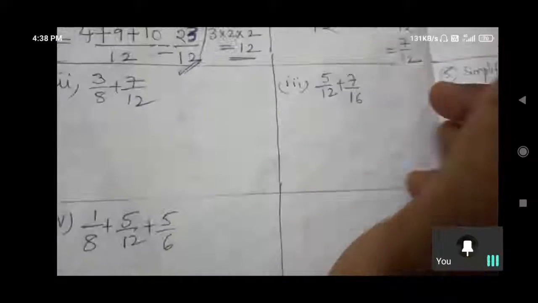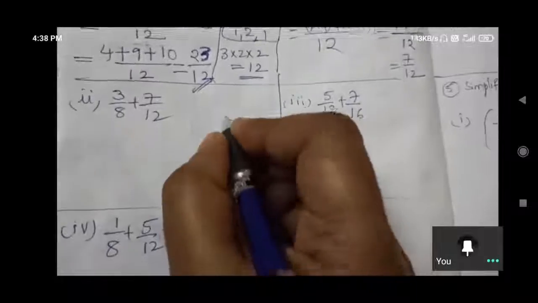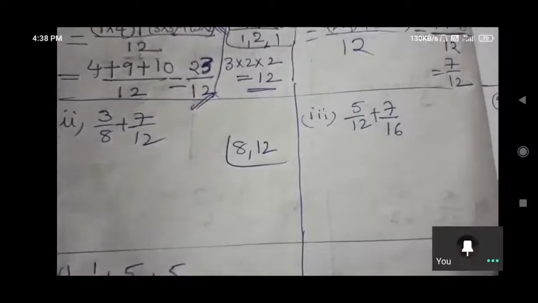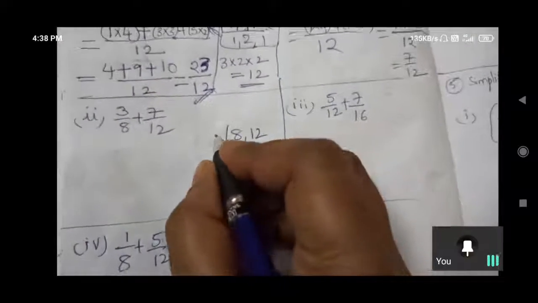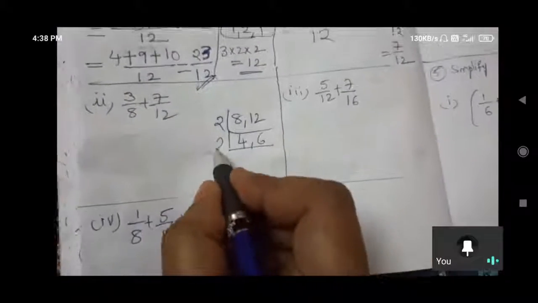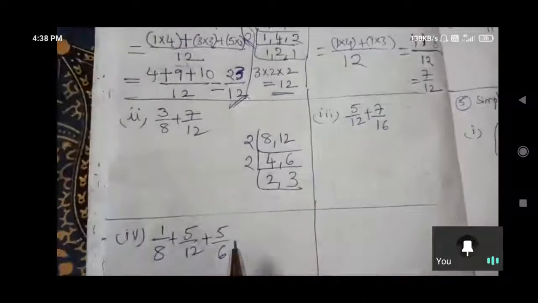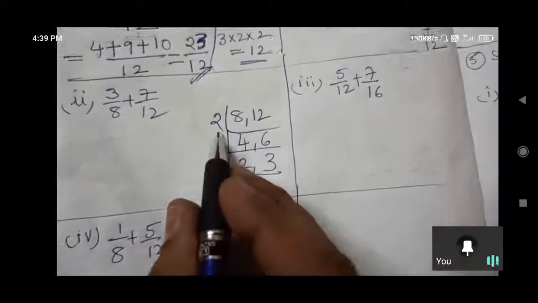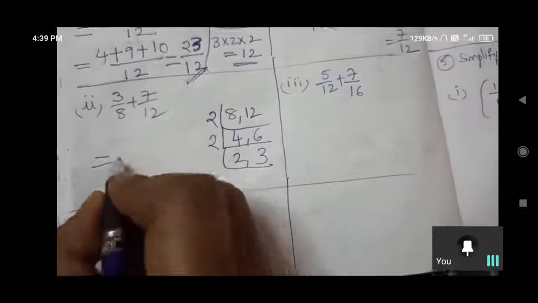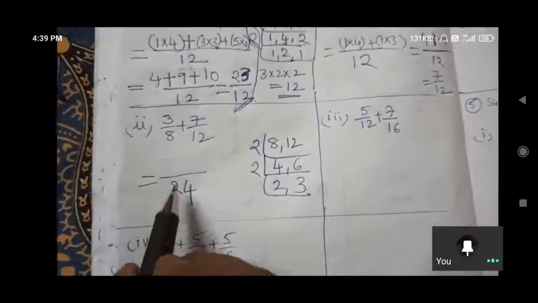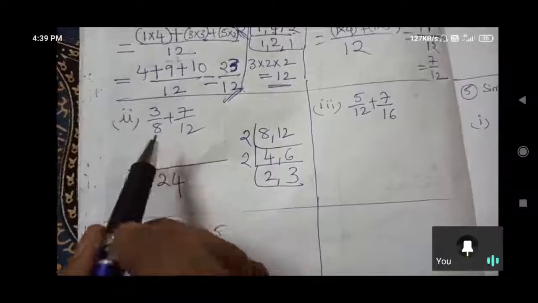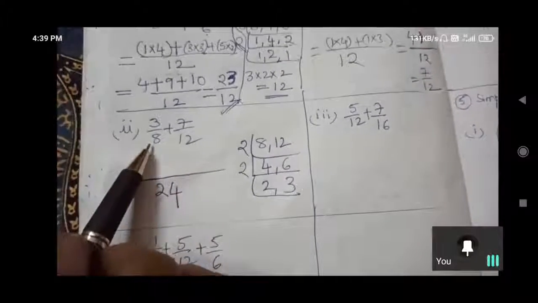So can you do these two? 8 comma 12 LCM. Can you do? Daddy chep. So with 2 table I am doing 2 4s are 8 and 2 6s are 12. Next again 2 table, 2 2s are 2, 3s are. It's enough. All prime numbers we got. So 2 into 2 into 2. So 4 to the 8, 8 3s are 24. Here 24 is the LCM. So to get 24, 8 with 3 we need to multiply. Yes. To get 24, with what number we need to multiply 8?